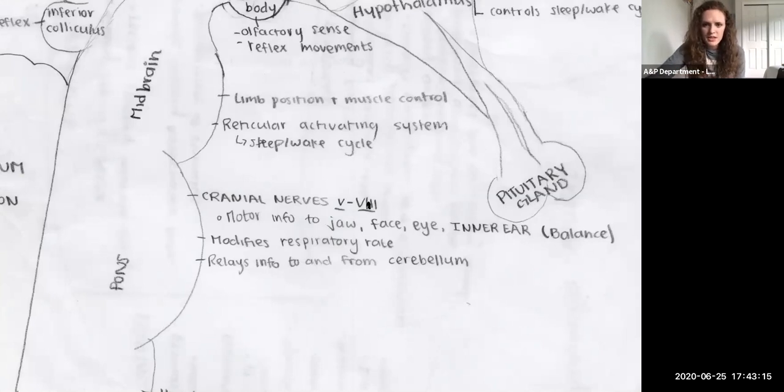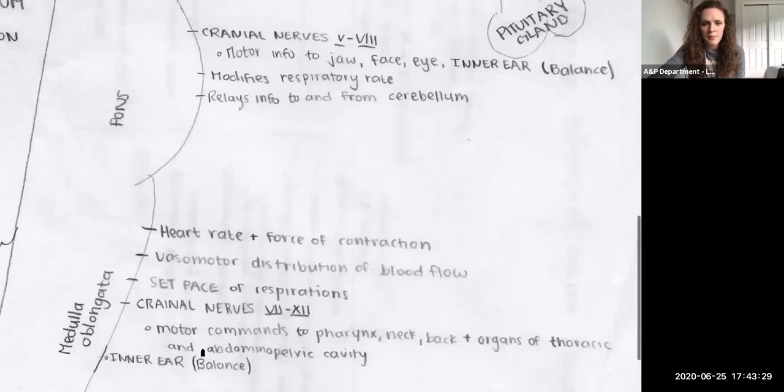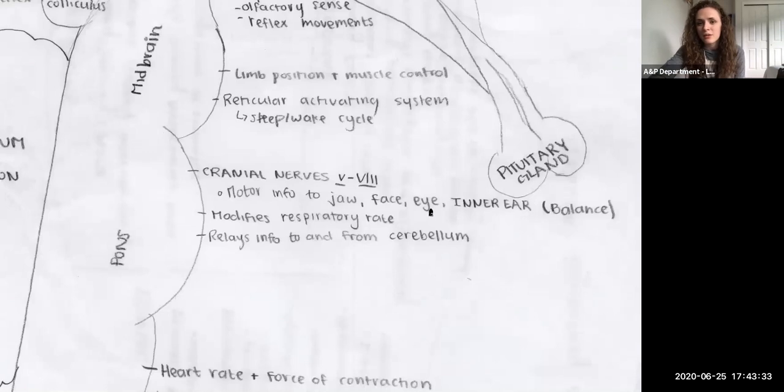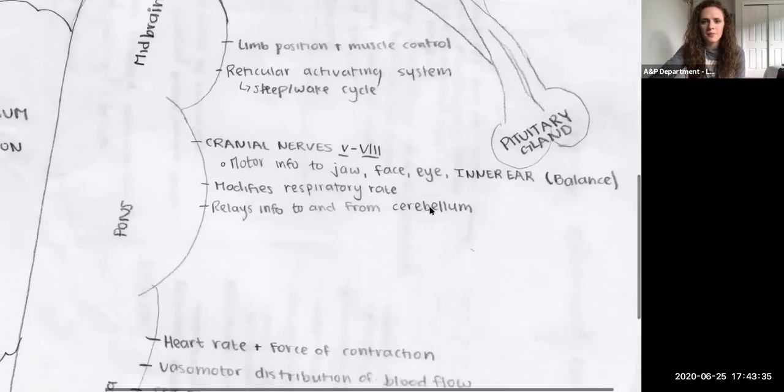Okay, so this is the motor information from your jaw, face, and eye, and inner ear. Okay, your inner ear helps you balance. So that 8 that we were talking about, that's the one that actually contributes to that balance. That's why medulla oblongata and pons get the inner ear balance. And then you just get motor information from your jaw, face, and eyes.